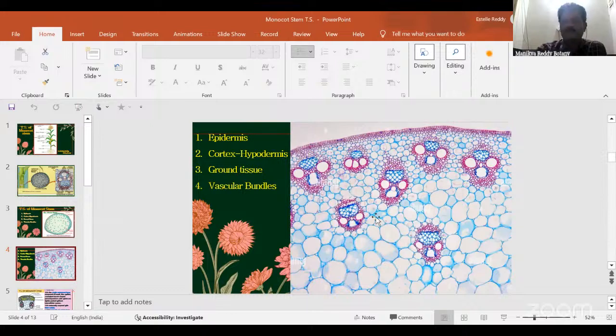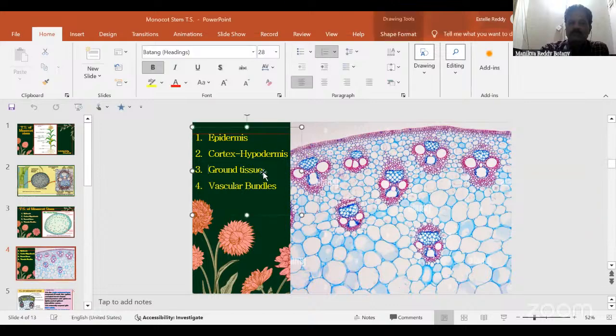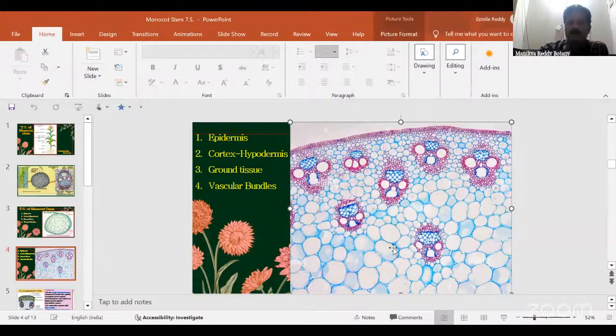And the third part of monocot stem is ground tissue. This is the ground tissue. It occupies the large central column. The majority of the monocot stem is made up of ground tissue. The ground tissue is generally made up of parenchymatous tissue. These cells are parenchymatous cells, living, thin-walled, and loosely packed with small intercellular spaces.